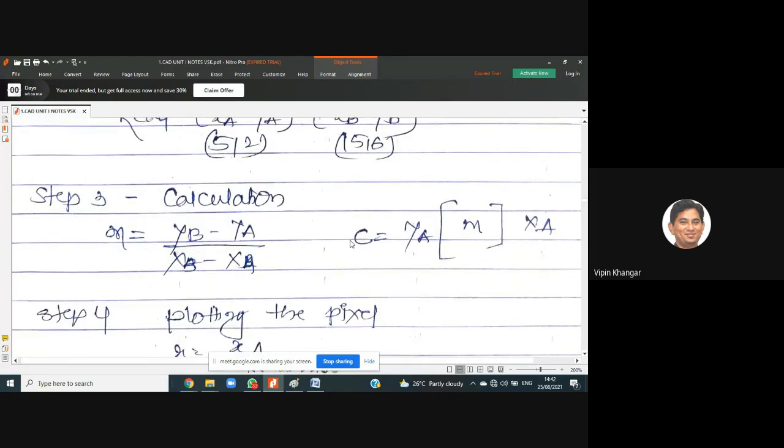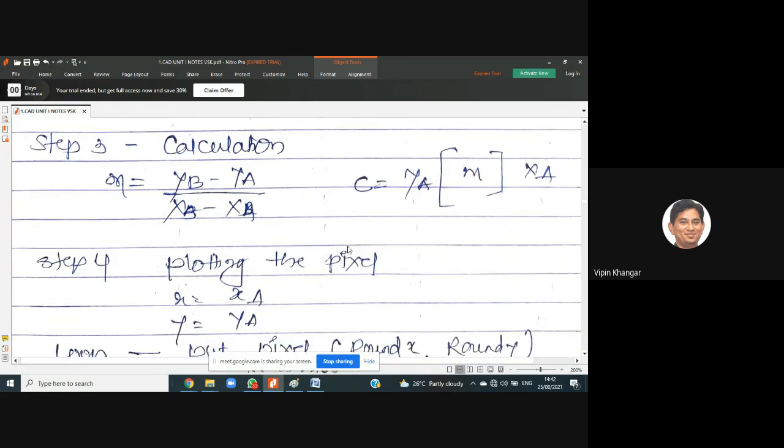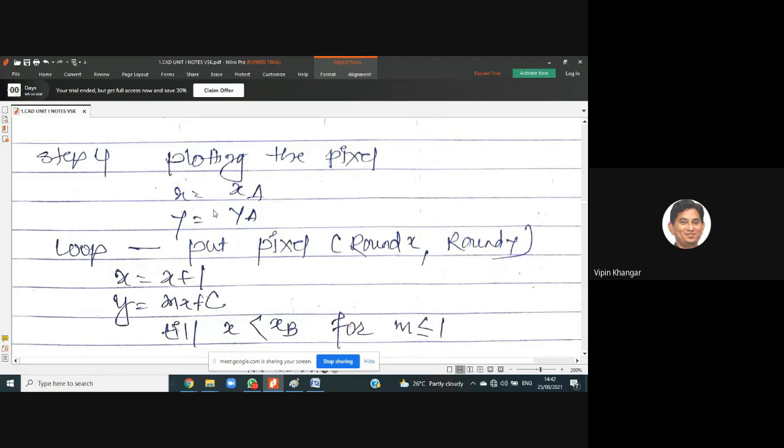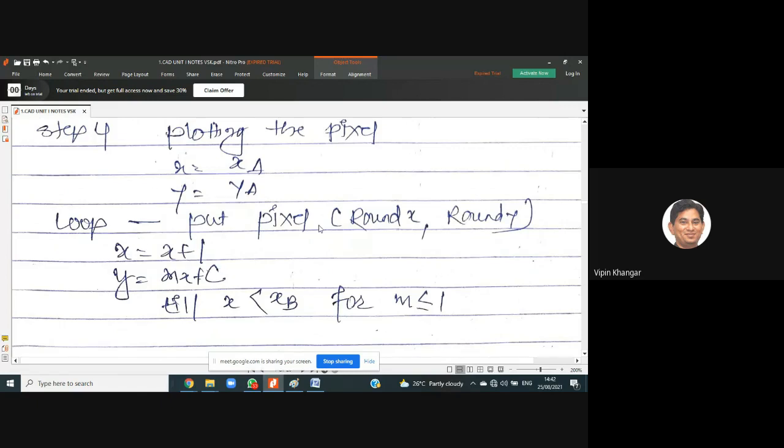Then we go to step 3, calculation. We calculate the slope, then calculate the y-intercept, then plot the pixel. So we plot x is equal to x and y is equal to y. We have assigned x and y to the initial point, and according to that we go on with the increment in x, and since the slope is less than 1, we go for the incremental x. Now here we have written it properly, but we have calculated wrongly. Now see the loop. Put pixel round x, round y.